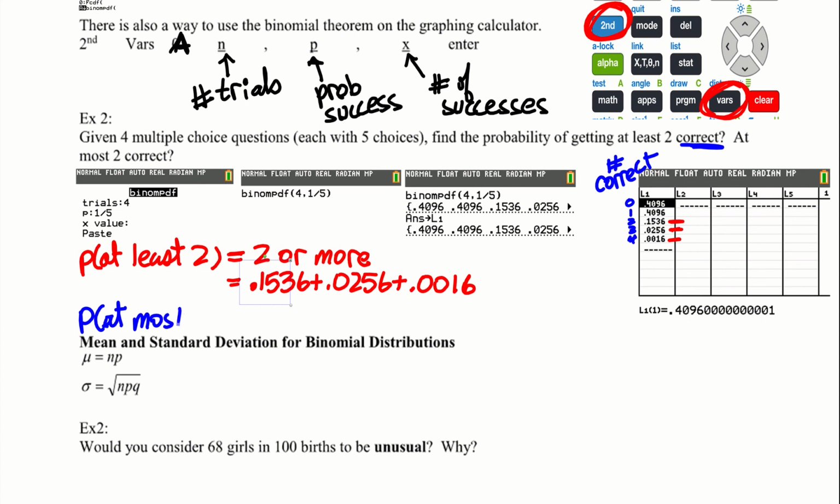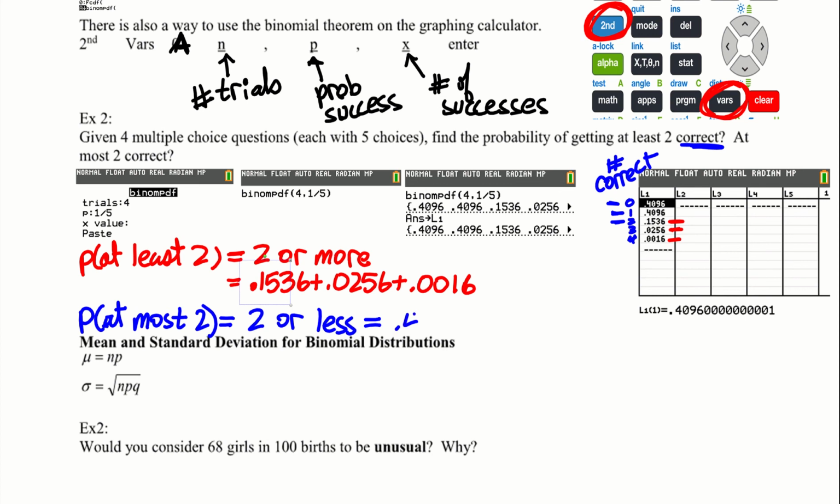Why is it those numbers that I can't? Because they're associated with 2, 3, and 4. We want 2 or more. Okay, so you think above. 2 or above, yeah. At most 2 means 2 or less. So in this case, it's going to be the 0, the 1, or the 2.